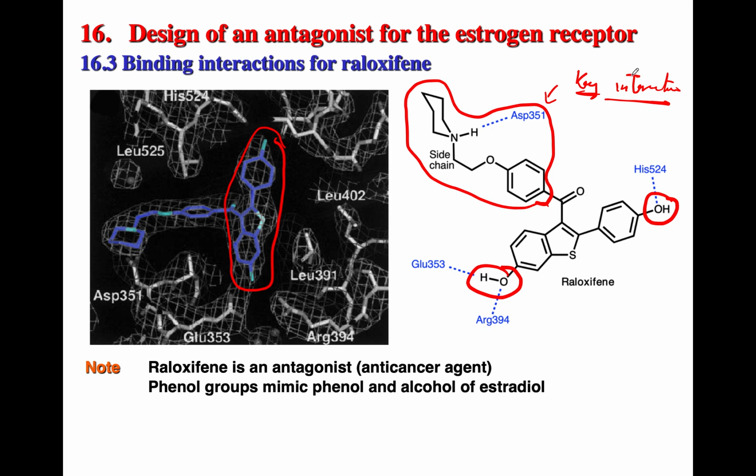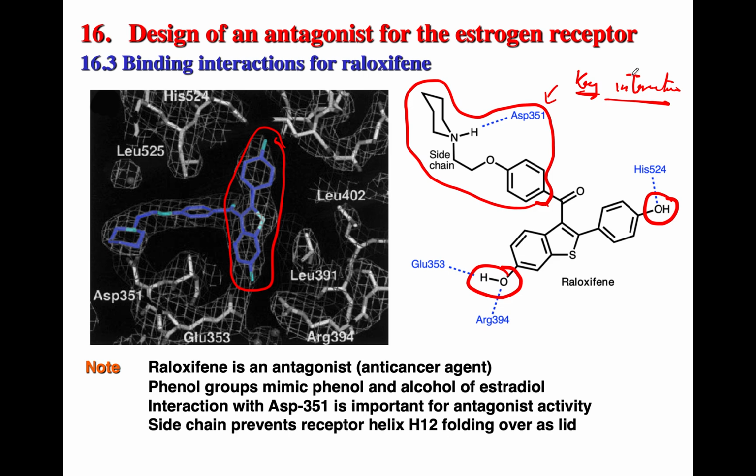The phenol groups mimic the phenol and alcohol of estradiol. Again, the interaction with aspartic acid 351 is important because it prevents the receptor helix H12 from folding over as a lid. And because it doesn't fold over as a lid, the AF2 binding region is not revealed. So you cannot have the binding of the cofactor. You cannot form the complex that's going to bind to DNA to lead to transcription. Okay?